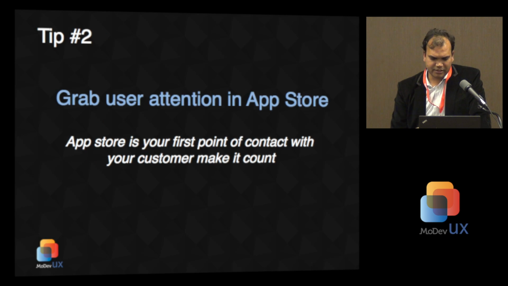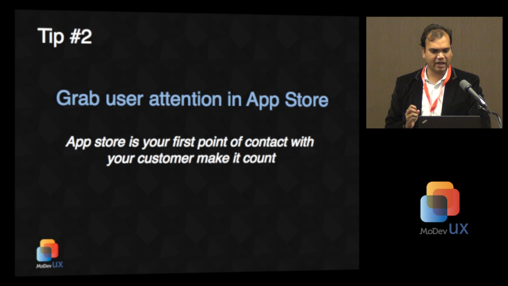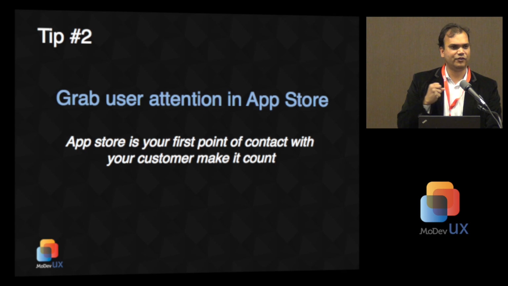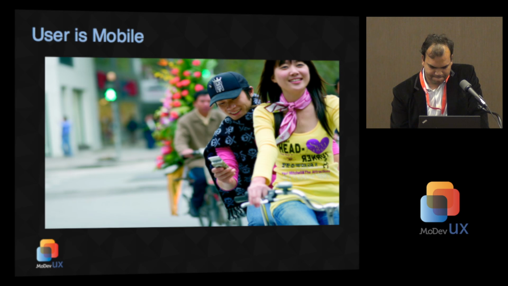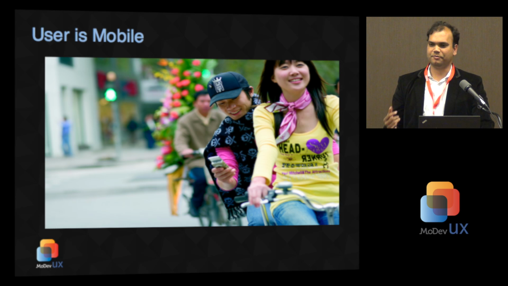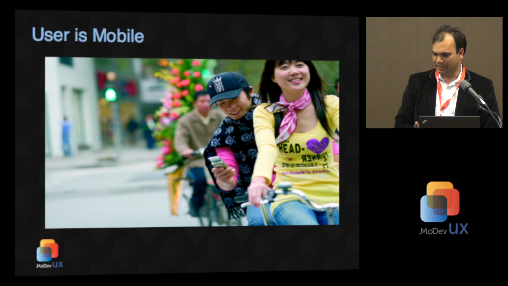So that brings us to the second tip I have for you guys. The App Store is your first point of contact. So make sure everything you do there, icon, title, description, stands out. Okay, so now we talked about the context. We talked about the successful app. Let's talk about the user.